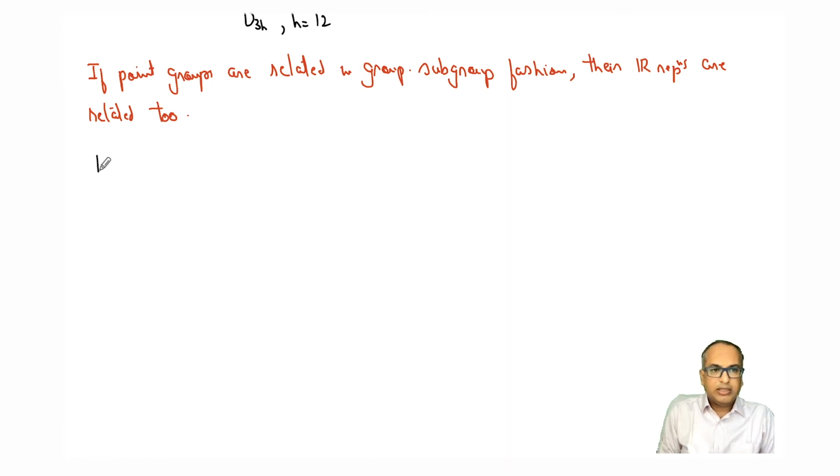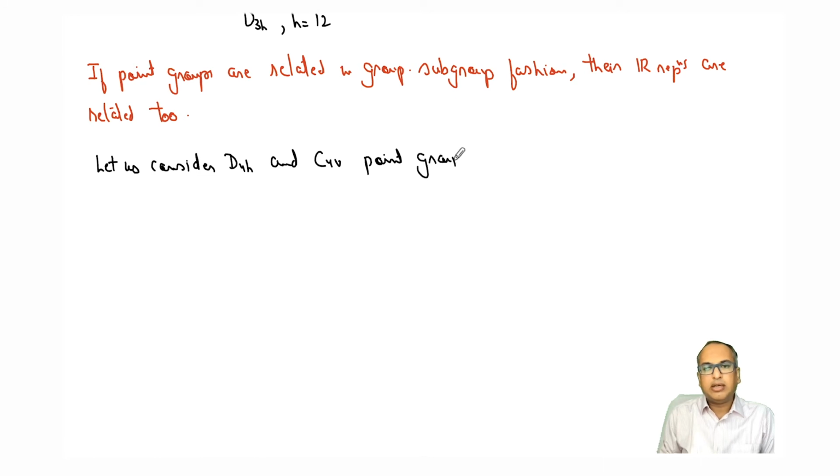So let us consider D4h and C4v point groups. In this case, D4h is the group and C4v is the subgroup. So we will write down the character table of D4h and we will see how C4v IR representations are related to D4h IR representations. So let us see that.